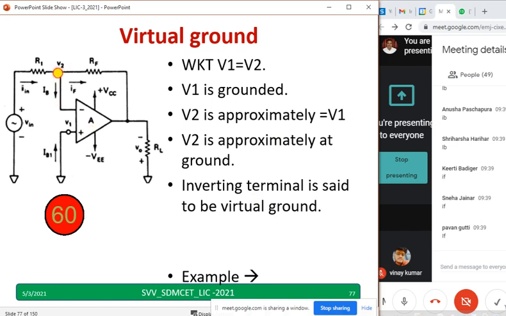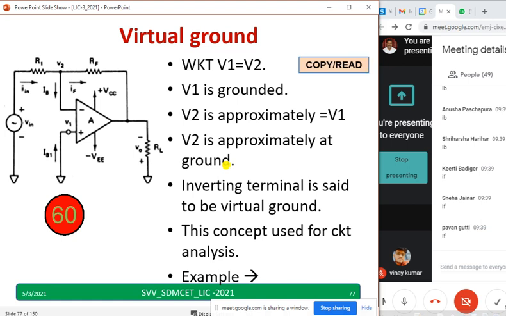Sir, when can I say this is a virtual ground? When this is ground, V2 should be equal to V1, hence I can say V2 is almost near to the ground. We cannot say it's a ground, we can say it's a virtual ground because V1 should be equal to V2. This is one important line which you have to remember. This concept is used for so many circuits when you are analyzing. You can take 30 seconds to read it and understand. Remember, V2 is approximately equal to V1. Now in this case, V1 is grounded, and the inverting terminal is said to be virtual ground. The reason is the non-inverting terminal is ground.